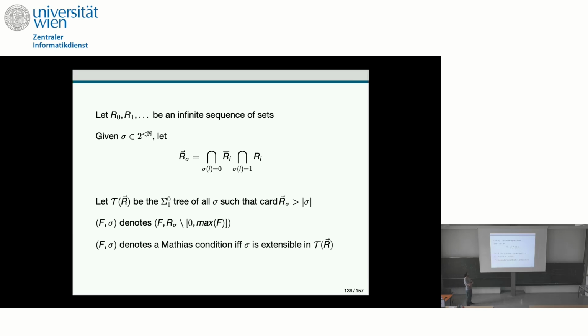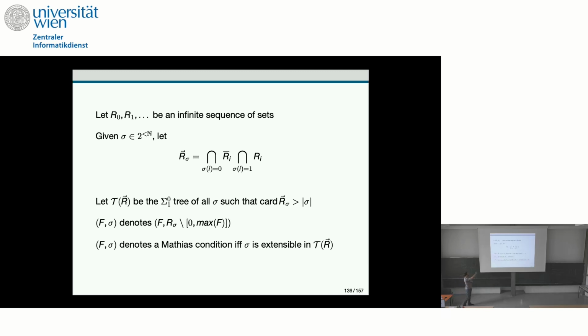So T of R is a Sigma 0 1 tree, so that if you make this choice, you still have some amount of elements in it, at least the cardinality of sigma. And this tree is such that if you are an extensible node in this tree, then R sigma is infinite. And somehow if you have a cohesive set, then it induces an infinite binary sequence of choices, and this infinite binary sequence of choices will be a path through this tree. So these are the possible choices.